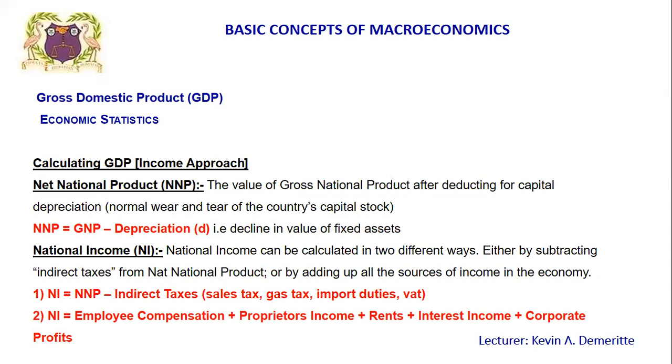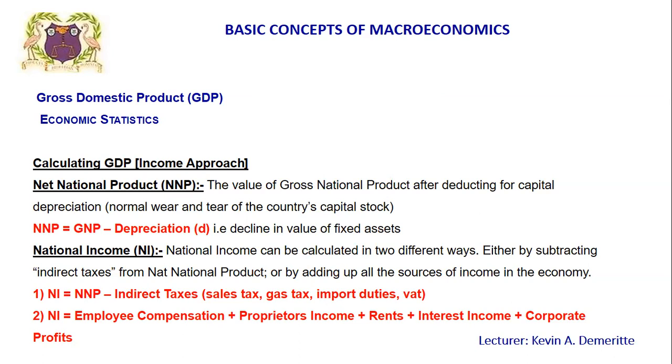Then we want what is called net national product. And to get net national product, we start off with our gross national product, and we subtract from that depreciation. Right? And depreciation, we've defined as normal wear and tear of your country's capital stock. So we start off with GDP, which is all the production in the country. Then we added the production by Bahamians outside of the country to give us a GNP.